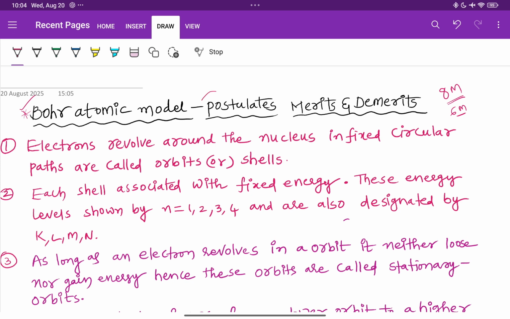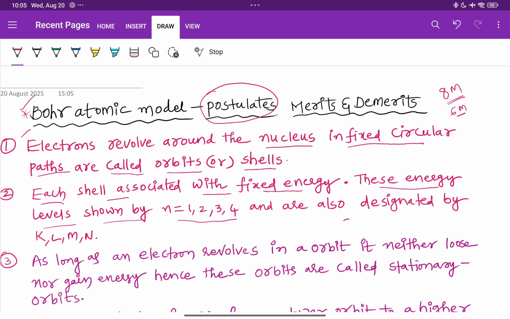So when it comes to the postulates, first postulate: electrons revolve around the nucleus in fixed circular paths called orbits or shells. Second point, each shell is associated with a fixed energy. These energy levels are shown by small n equal to 1, 2, 3, 4 and are also designated by K, L, M, N. So here you need to remember orbits, another name is shells, and you can call them energy levels.